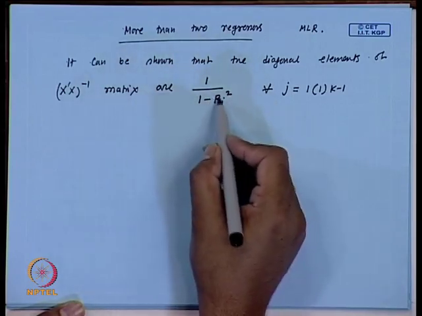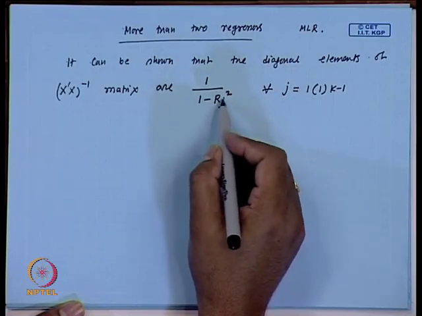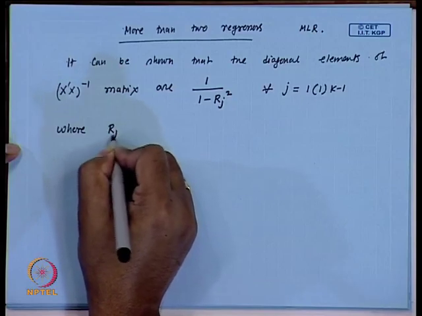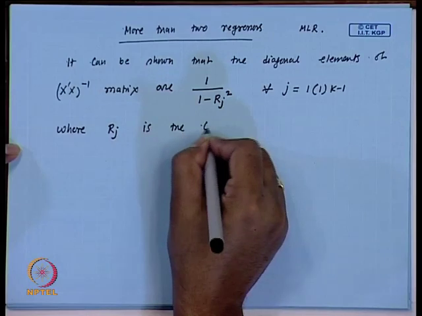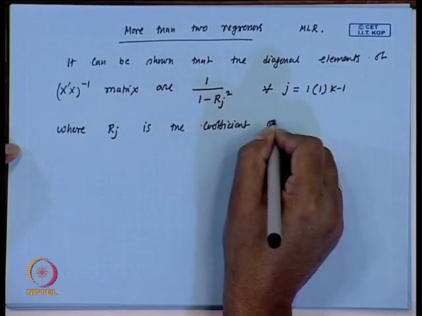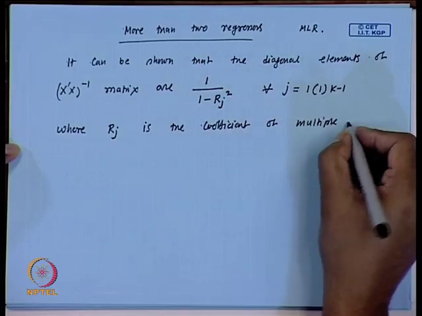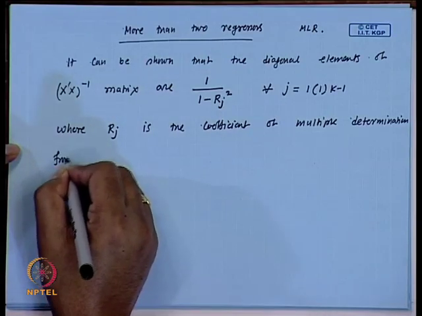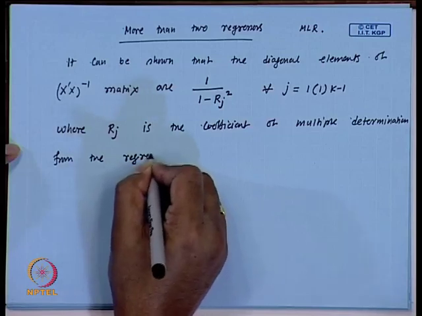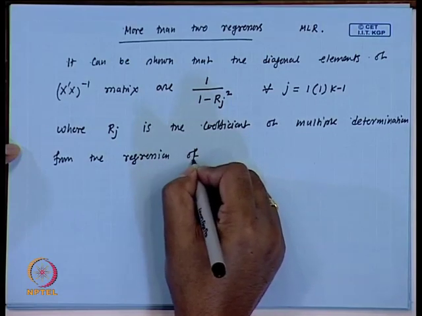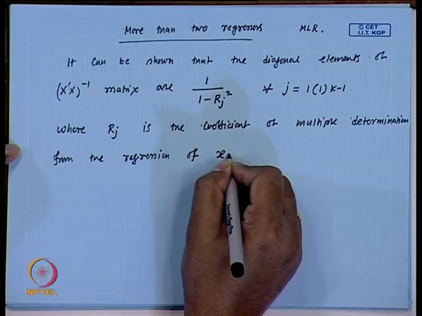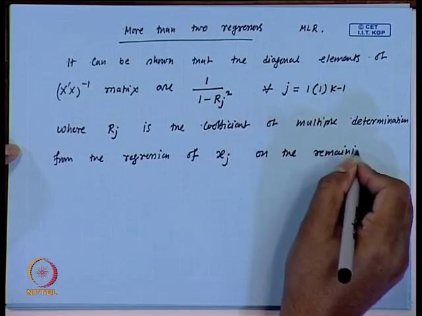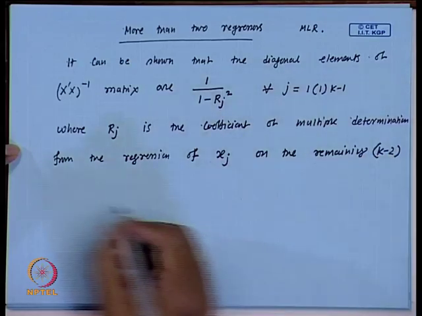So, here before we had R_12 square. Now, R_12 has been replaced by R_j, where R_j square is the coefficient of multiple determination from the regression of x_j on the remaining k minus 2 regressors.